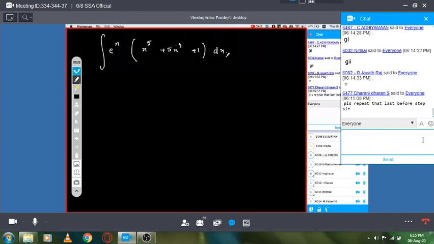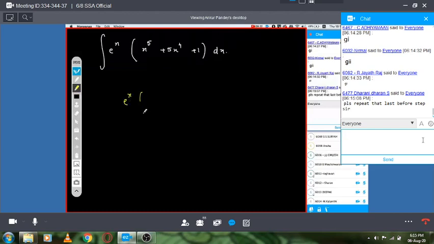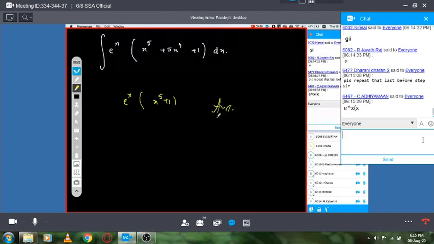Integration of e to the power x into (x to the power 5 plus 5x to the power 4 plus 1) dx. Quickly, 10 seconds, then chocolate. Answer this in less than 10 seconds. e to the power x is already there. x to the power 5 plus 1. Yes or no?